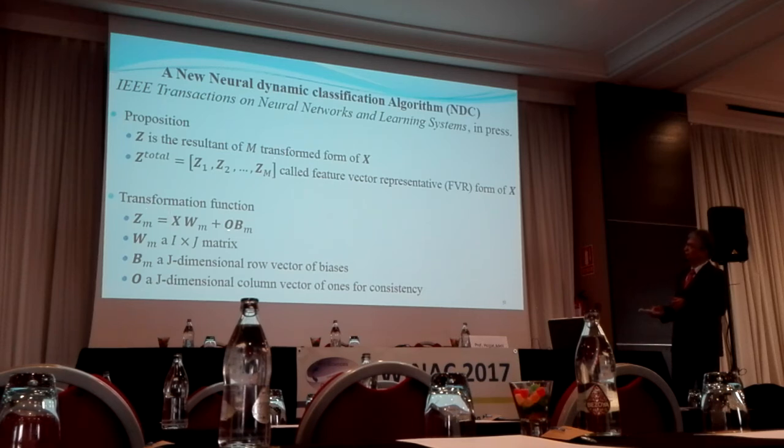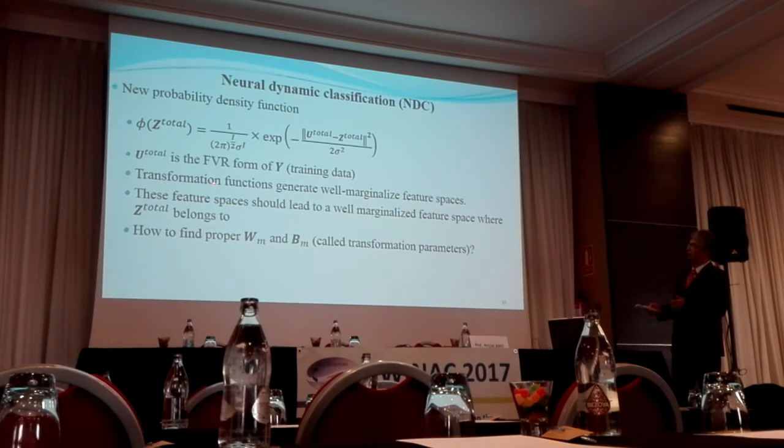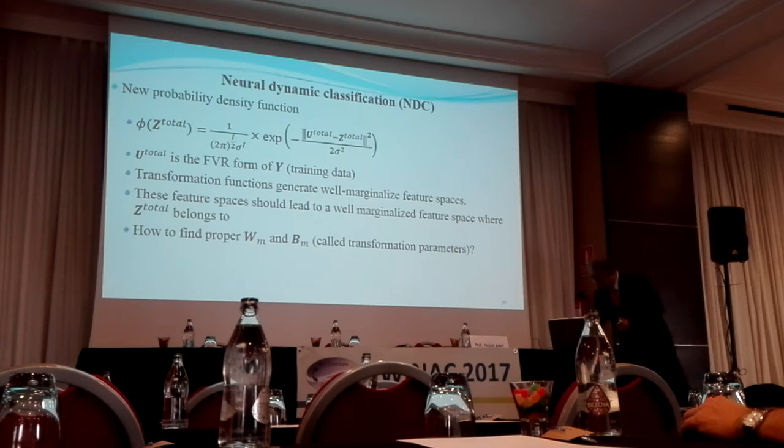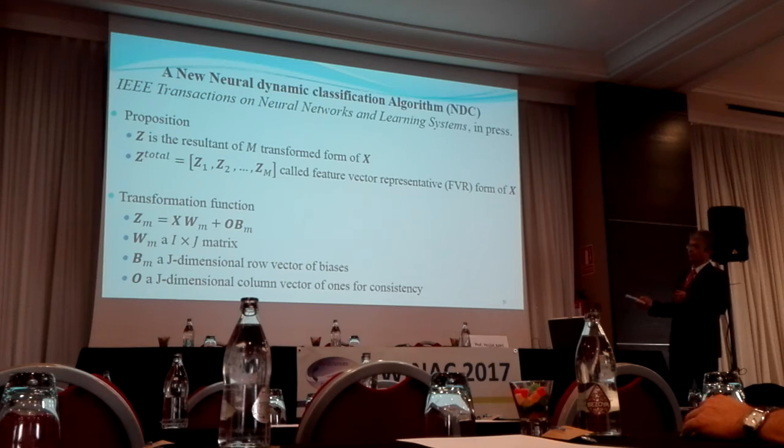So here we define a transformation function. And this is our j-dimensional row vector of biases and j-dimensional column vector of ones for consistency here. So we use this probability density function, and in the previous slide, we have to define for you this one. Z is the resultant of M transforms of X. X is the original feature space. So we place all these Z in Z total, called the feature vector representative form of the original features. This is important. The Z total is the feature vector representative form of the original features, FVR.